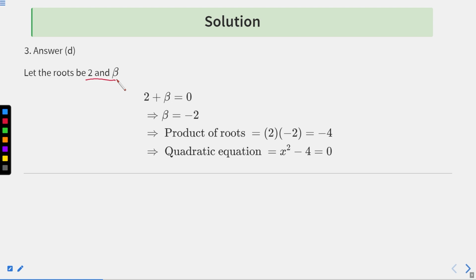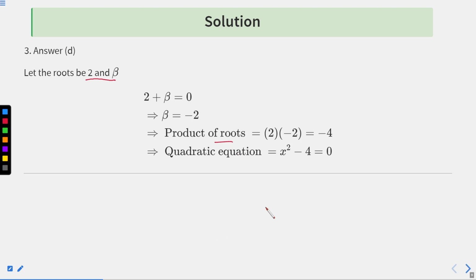Okay, so alpha and beta be the roots of this quadratic equation. Now it is given also that the sum of its roots is equal to 0. So alpha plus beta is equal to 0, and from this we get the value of beta, which is equal to minus 2. Okay, so we know the product of roots is basically 2 times minus 2, that is equal to minus 4.